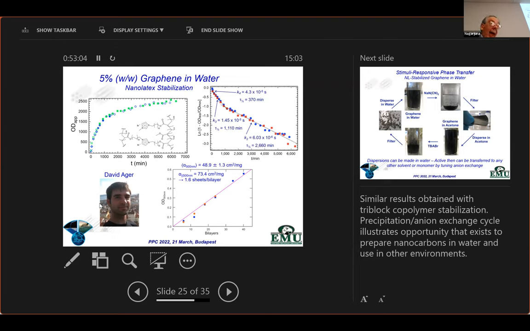Which is about half what we get with pristine graphene as made by Dime Kosolov et al. at Manchester. Of all the other workers exfoliating graphene in water and all the other solvents, no one has really reported an absorption coefficient above, say, 30 or so. Although most of them claim it's pristine graphene.